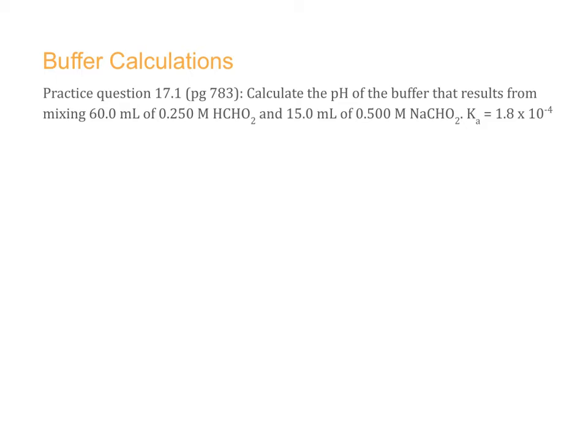The result from mixing 60 milliliters of 0.25 molar HCHO2 and 15 milliliters of 0.5 molar of its conjugate base, and we're given the Ka for the acid. So we have already the amounts of both the conjugate acid-base pair, and we're going to use the buffer equation, which remember is really just the Ka equation rearranged. So the hydronium concentration is equal to the Ka of the acid times the concentration of the acid over the concentration of its conjugate base.